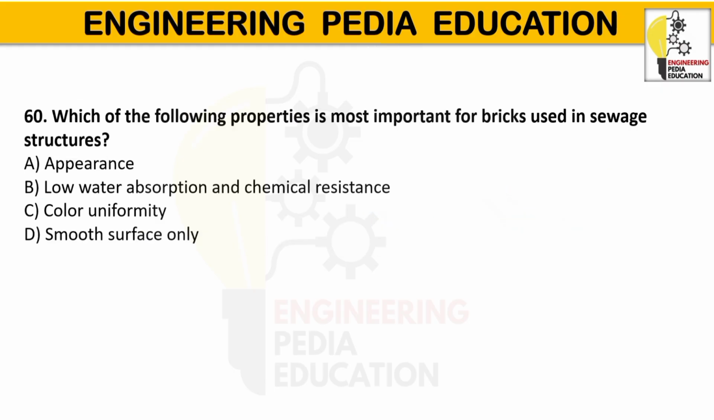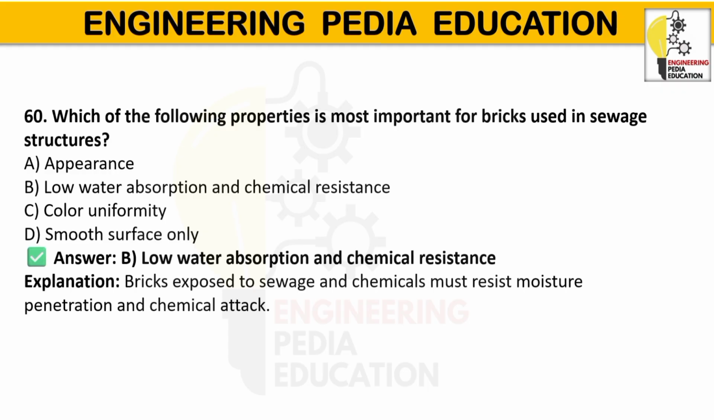Which of the following properties is most important for brick used in sewage structures? Appearance, low water absorption and chemical resistance, color uniformity, smooth surface only. The most important property is low water absorption. Brick exposed to sewage and chemicals must resist moisture penetration and chemical attack. For sewage, the most important are low water absorption and chemical resistance.